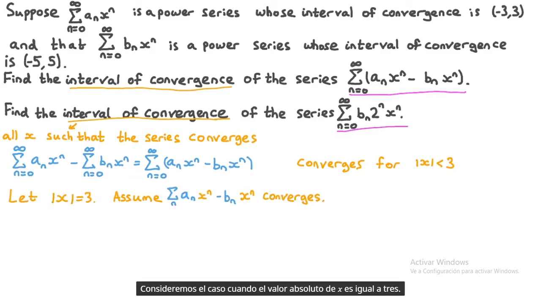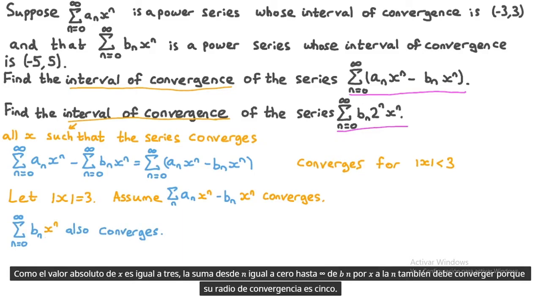Let's consider the case when the absolute value of x is equal to 3, and let's assume that our series converges. Then, since the absolute value of x is equal to 3, the sum from n equals 0 to infinity of b_n x^n must also converge, because its radius of convergence is 5.